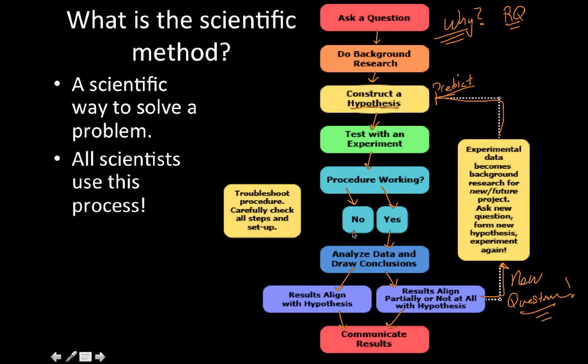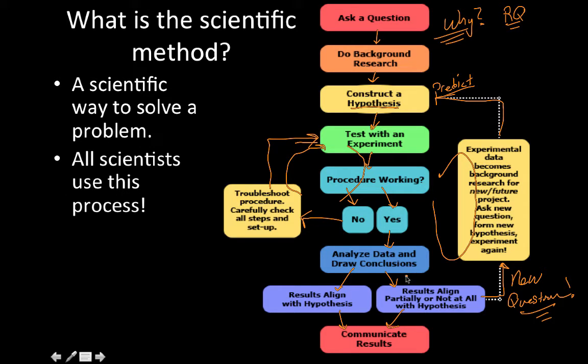If the procedure is not working, the answer is no. Then we need to go. We can't even get good data, or get data, period. We need to troubleshoot our procedure carefully and set up, and then come back up this way and test with a new experiment. So we need to continue to do that part as well. So we have a little bit of a cycle going here, and then we also get a little bit of a cycle going up there.